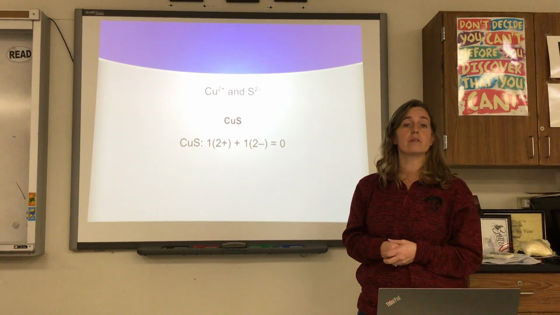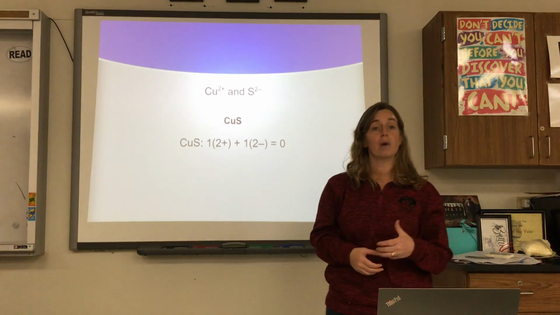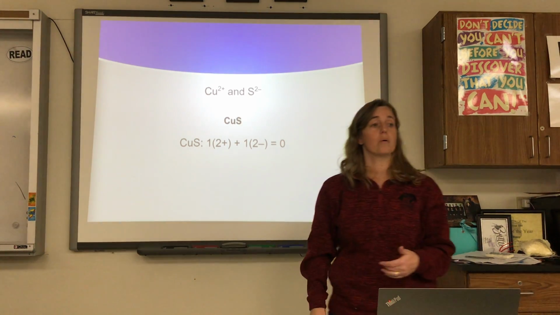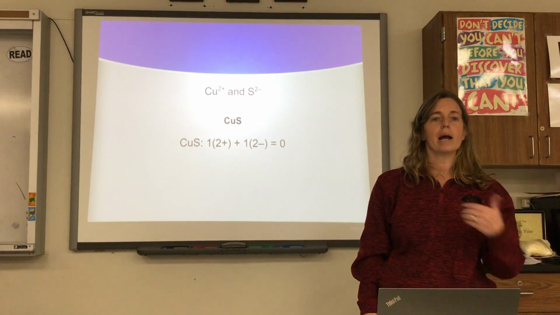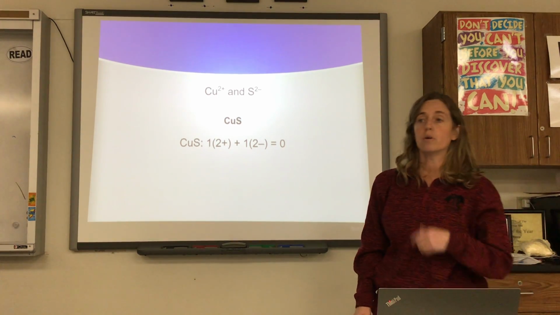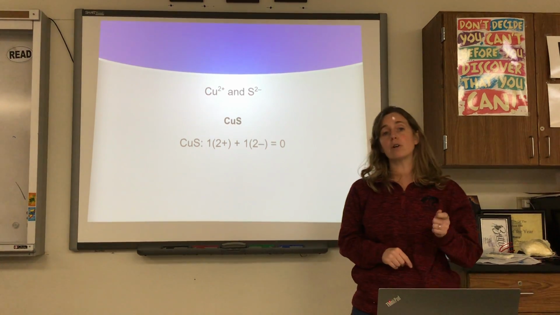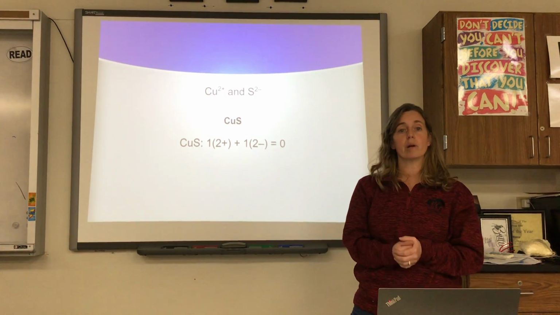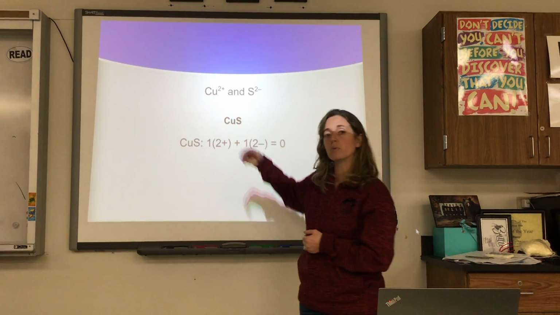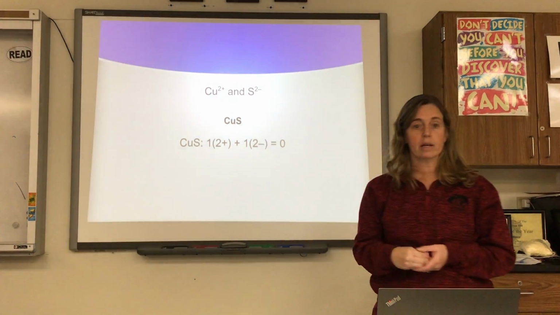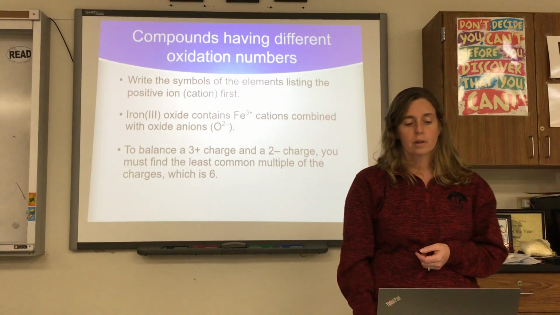Remember, 1 is always understood, kind of like in math, when you write x plus 5. You don't write 1x. Remember, the 1 is understood. You only write 2 and higher, okay? So for our purposes here, because those charges canceled out, it's a 1-to-1 ratio. So I need 1 copper to cancel 1 sulfur out, okay? That's why you don't write anything as subscripts.